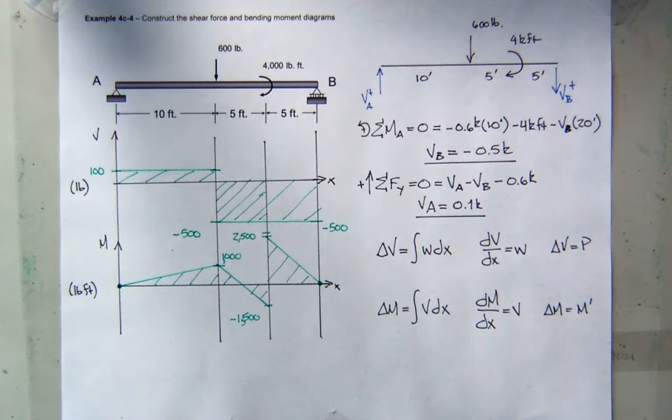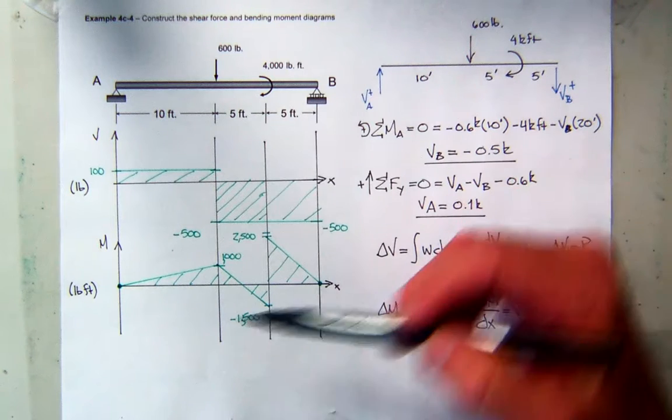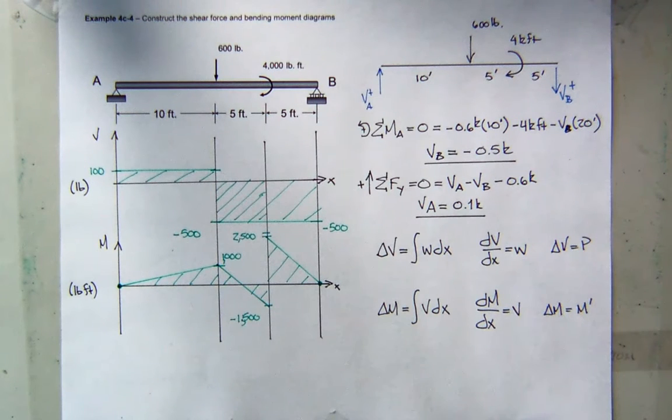If you did this using the equation method, how many moment equations would you have to write? 3. I think this is a lot easier than doing that. Because my question would then be to you, what's the maximum moment in the beam? Where does it occur? It's 2,500, and it occurs just to the right of the applied couple at 15 feet.